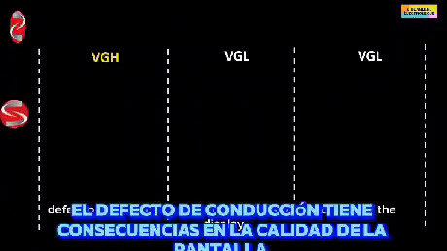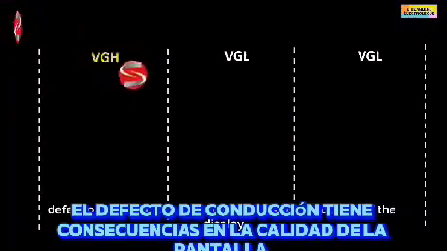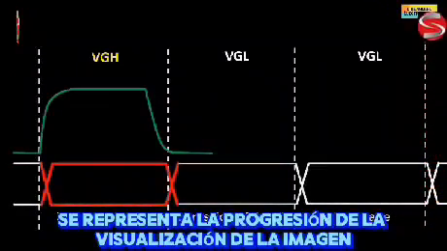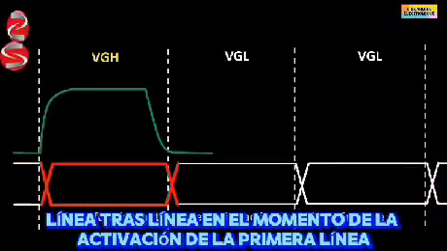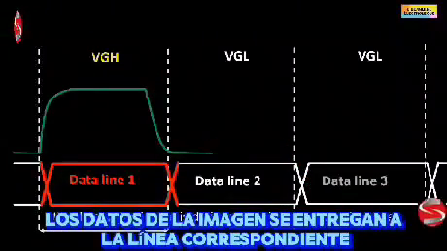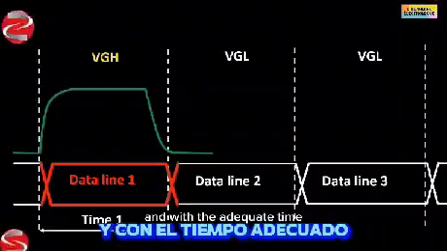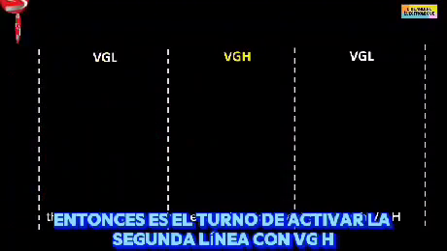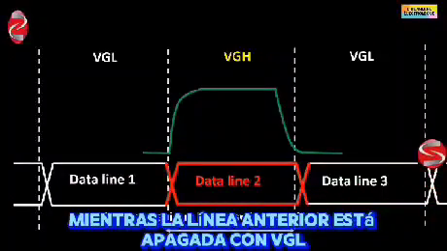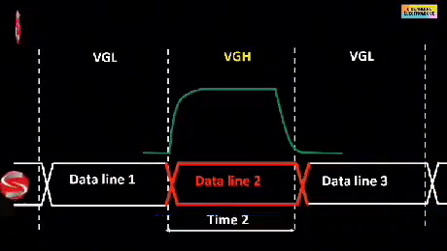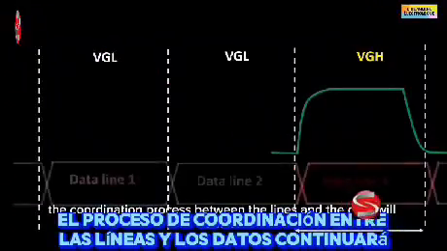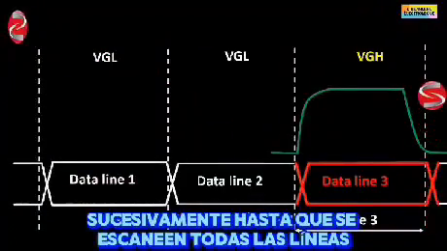This defect of conduction has consequences on the quality of the display. On this diagram is represented the progression of the display of the image line after line. At the time of the activation of the first line, the data of the image is delivered to the corresponding line and with the adequate time. Then it is the turn of the second line to be activated with VGH while the previous line is switched off with VGL. The coordination process between the lines in the data will continue successively until all the lines are scanned.